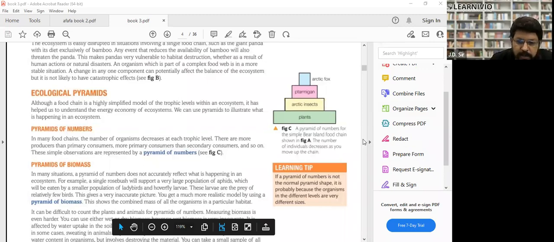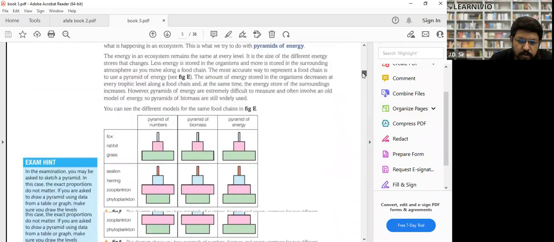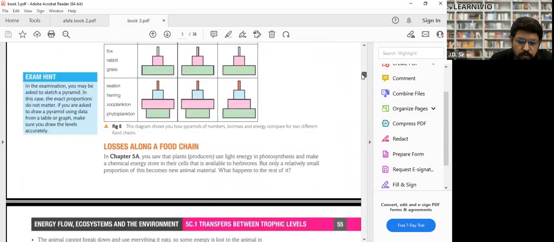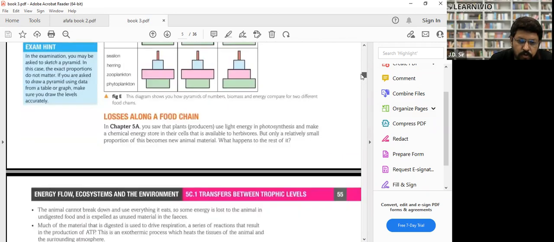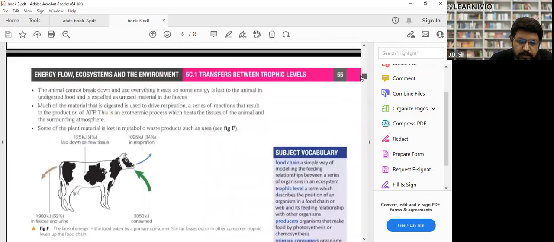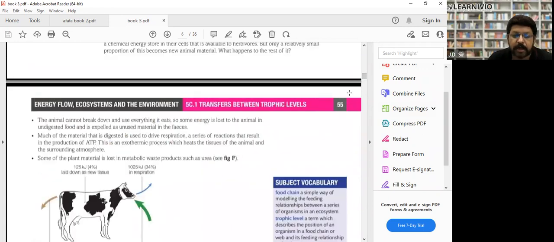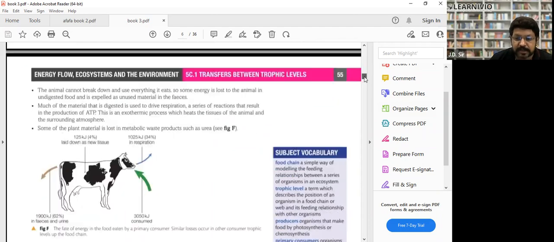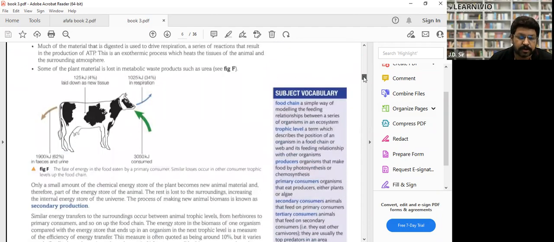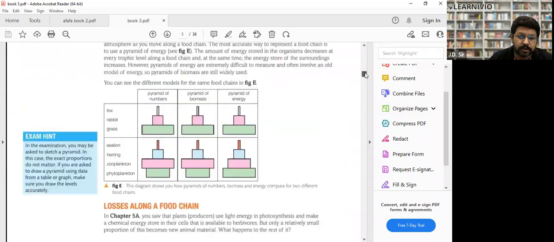Now, what is next? Look, pyramid of biomass, we have studied. Pyramid of number, we have studied. Pyramid of energy, I told you. Now, what are the losses in the food chain? What are the losses at every trophic level? The energy is lost during respiration, like food burn. It also goes out as waste, meaning the excretory system. So that is given over here. What is the primary production? What is the secondary production?